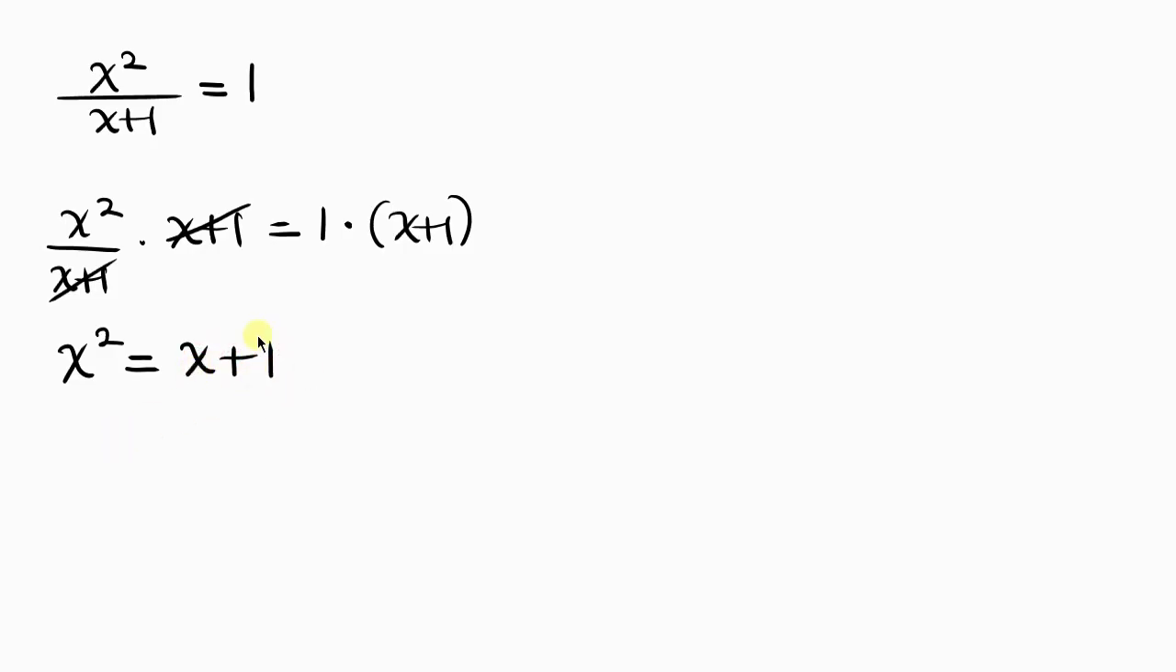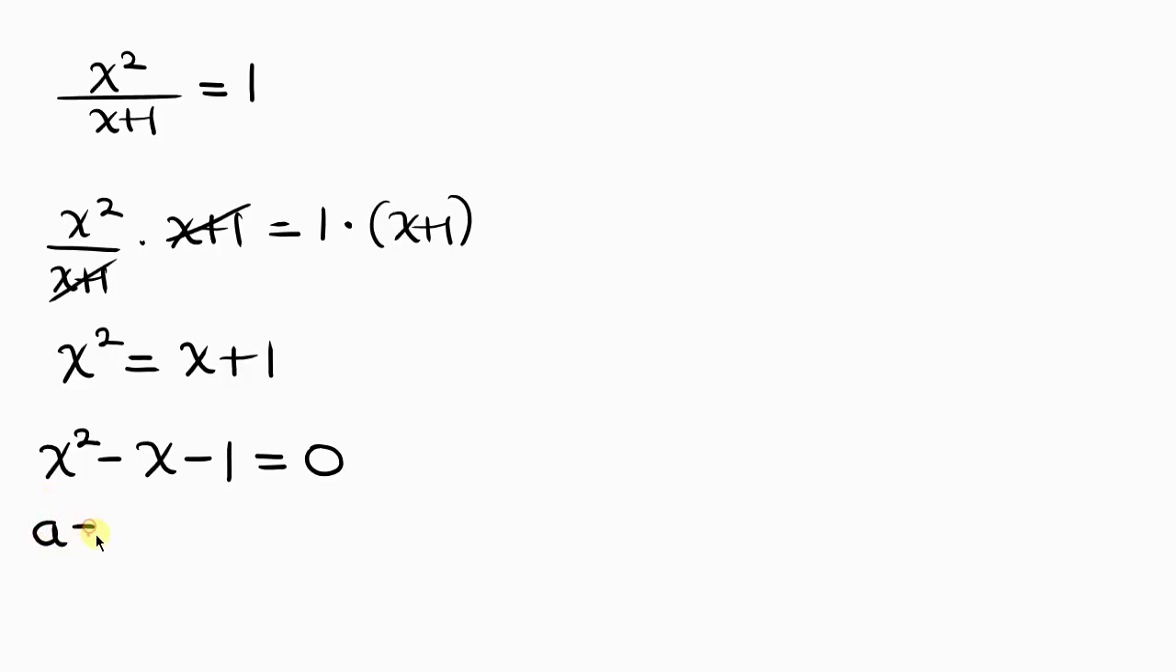Now let's move everything on the right hand side to the left hand side. So we have x squared. As x crosses to the left, it becomes minus x. As 1 crosses to the left, it becomes minus 1. And this is equal to 0. And looking at this quadratic equation, it is not factorizable. So we're going to be using the quadratic formula.